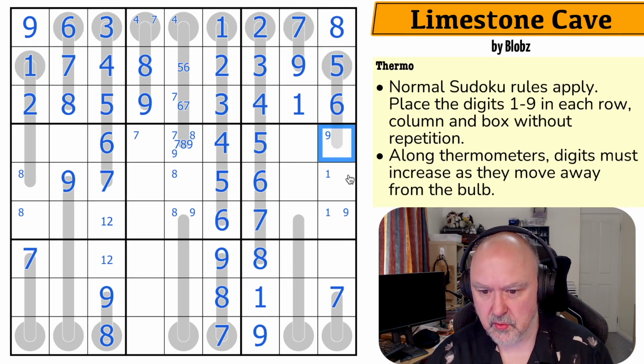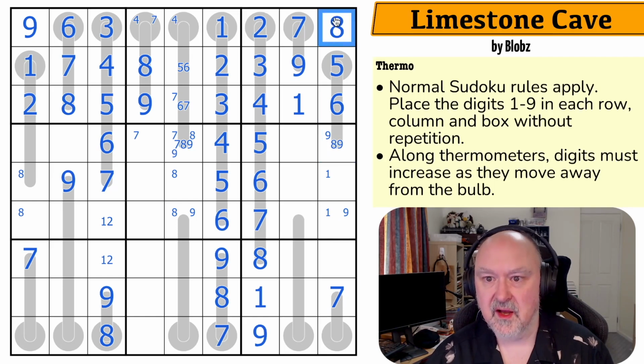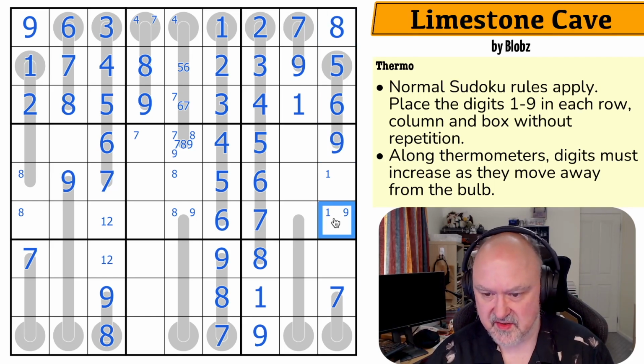So far, we're all good. This has to be higher than 6 and can't be 7, so this is 8 or 9. Can't be 8 either. That's a 9. This is not a 9. Okay, we're getting there. 1 is still in one of those two.